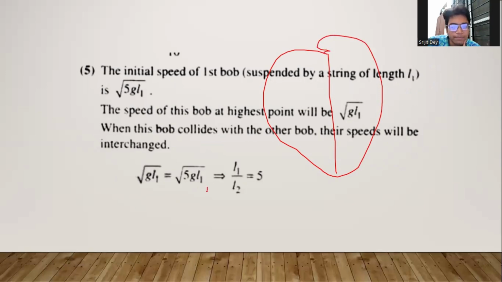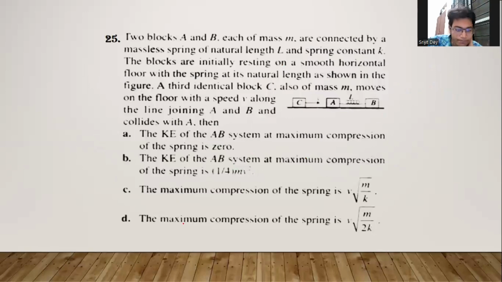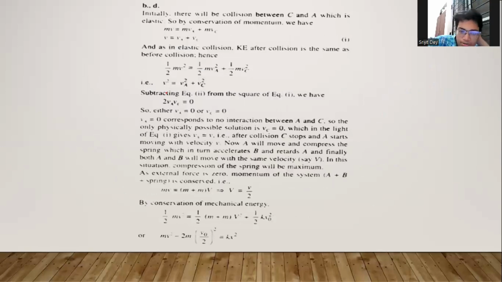So if you take the ratio, you will get L1 by L2 equal to, because under root L1 by under root L2 was equal to root 5 by 1. So if you square it, you will get this. This is the last question, a very simple question.